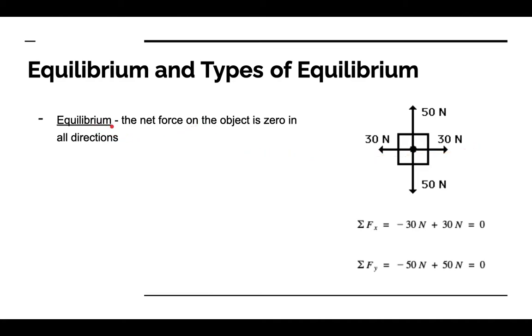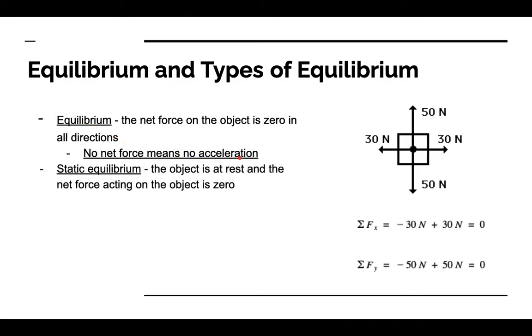So equilibrium means that the net force on the object is 0 in all directions. Hence why we call it equilibrium. Equilibrium means balanced. No net force means no acceleration. So if we recall Newton's first law, we have a case where no net force means no acceleration. Hence equilibrium means we're either at rest or moving at a constant velocity through Newton's first law.